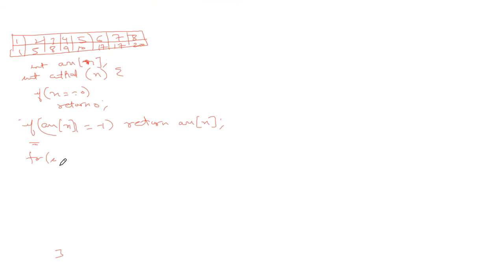Okay. For int i equal to 1, i less than or equal to n, i plus plus. Max of max of price of i plus cut rod of n minus i. Okay, this should be returned as arr of n. Okay.